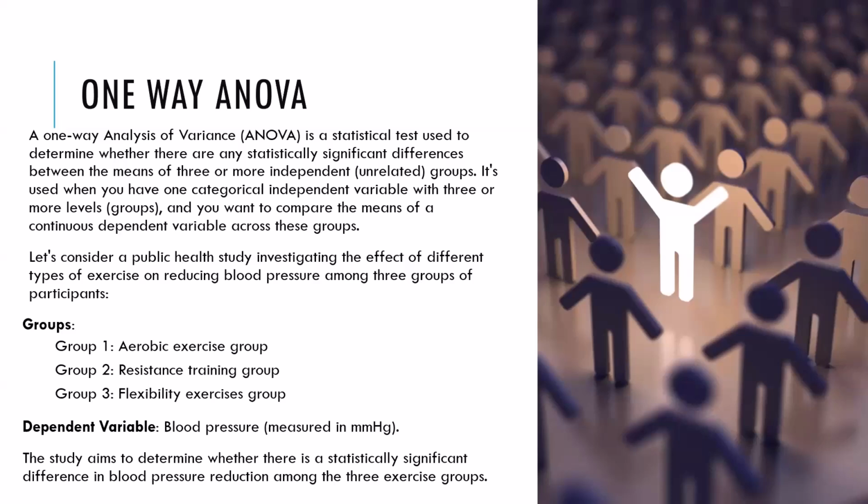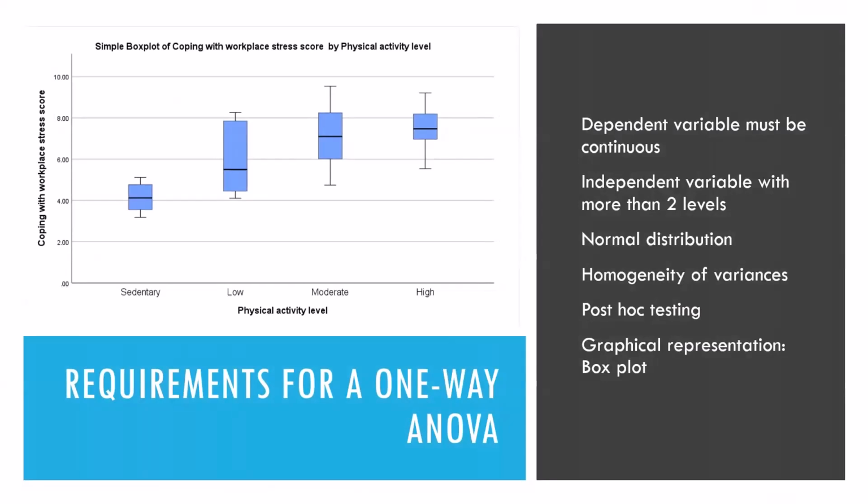So in this example, we're looking at blood pressure readings in groups that do aerobic exercise, resistance training, and flexibility exercises. So the box plot is actually a really nice way to graphically look to see if there's a difference. The way you interpret a box plot is you just look across, and obviously sedentary is significantly lower than those two. If you look at the difference between moderate and high, there's no statistical difference in that box plot. But clearly, if you look at sedentary versus high, there's a big difference.